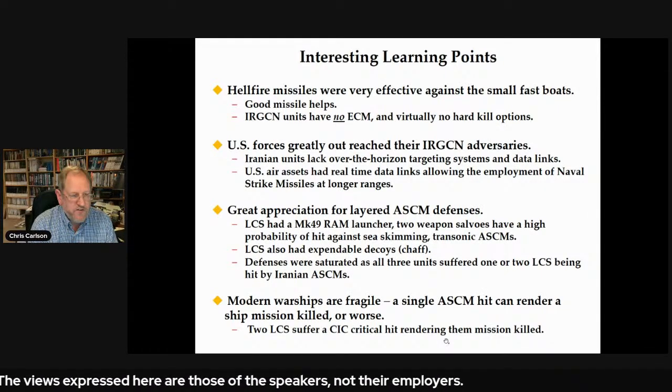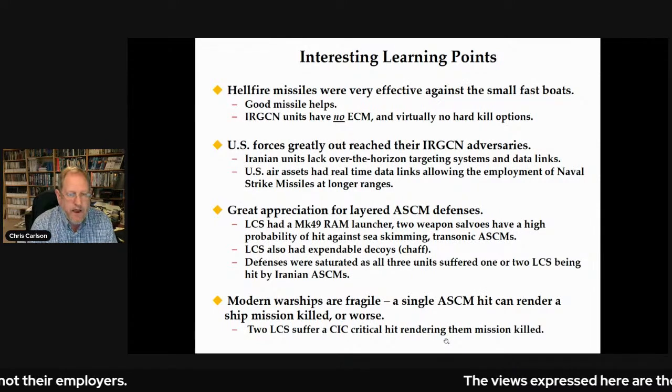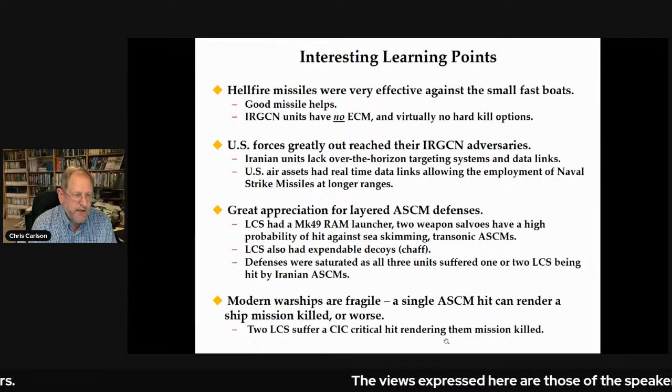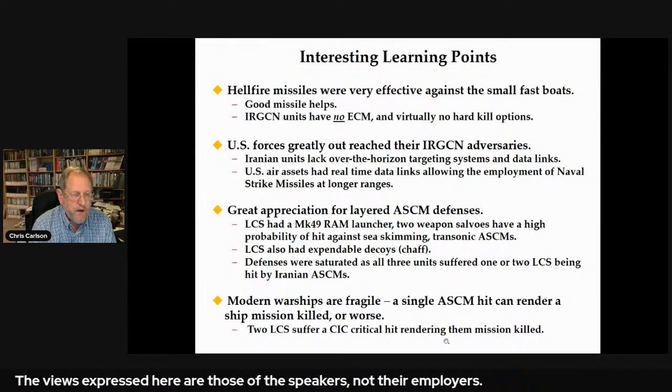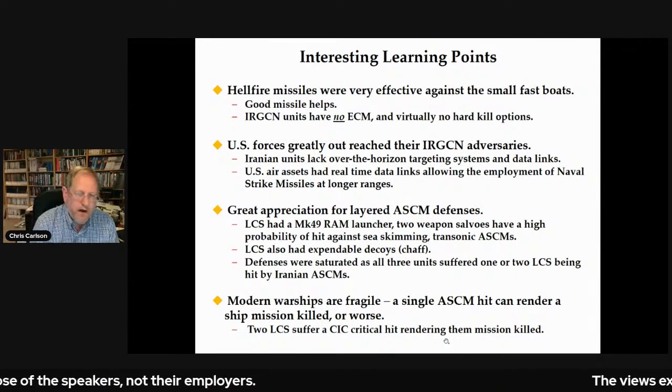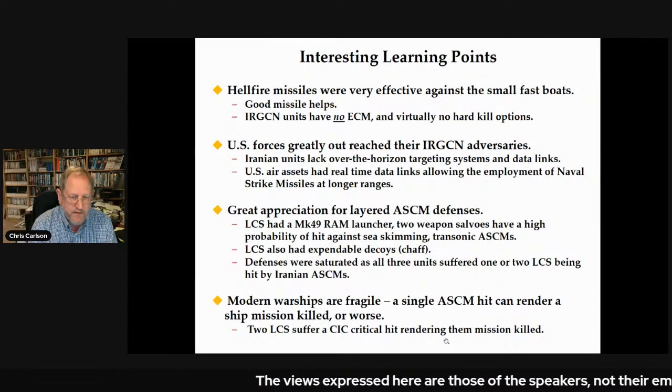The US MH-60Rs have Link 16, so they were providing targetable data immediately, and you had a real-time data link with the UAVs. So the US was using the Naval Strike Missile at over-the-horizon ranges, while the Iranians had to get within the horizon. There was a great appreciation for the effective layered anti-ship cruise missile defenses.